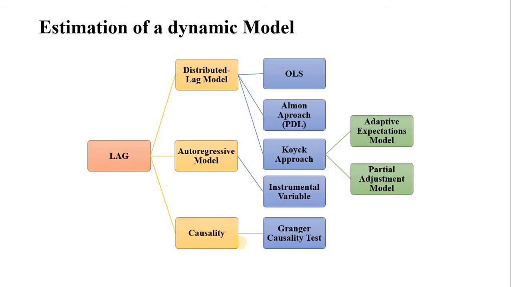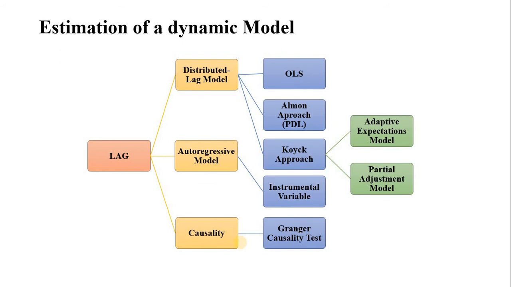For example, if GDP and money supply are the two variables, whether an increase in money supply will lead to an increase in GDP, or an increase in GDP will lead to an increase in money supply. If we want to check such kind of causality, then one method is available. It's called the Granger causality test.